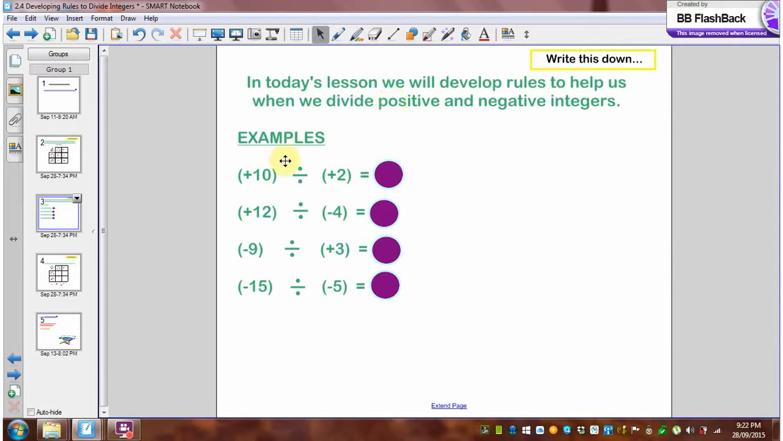Alright, so we're just going to look at this. We've got some different examples here. We have some positives divided by positives, some mixed, different signs, and then we have two negative signs. So positive 10 divided by a positive 2. First, we look at our numbers. 10 divided by 2 is 5. And we're going to have a positive and a positive. When you divide a positive by a positive, you get a positive number. Okay, just write that down.